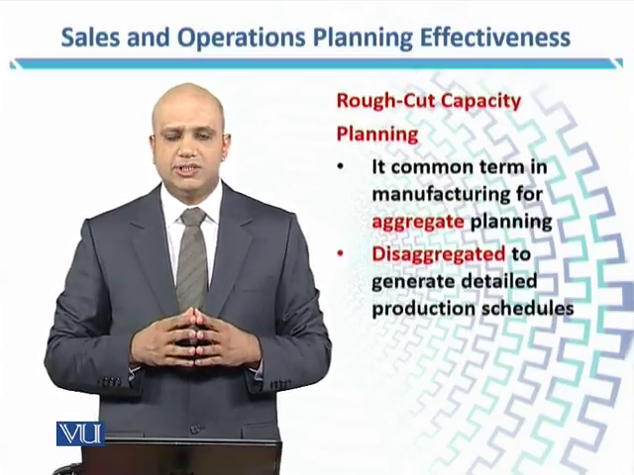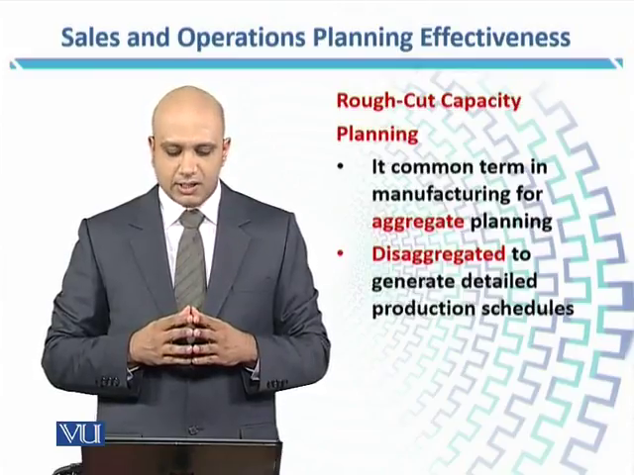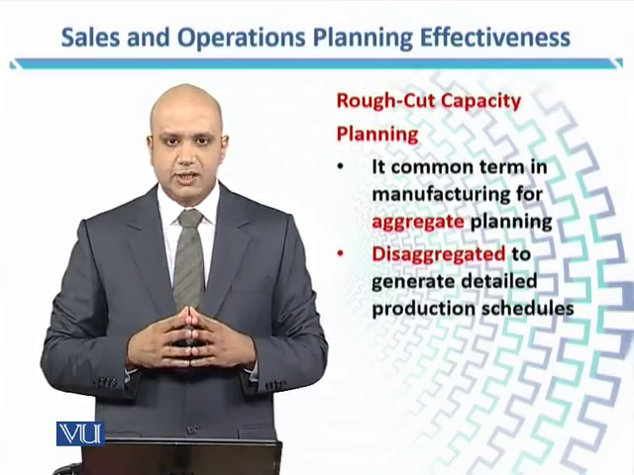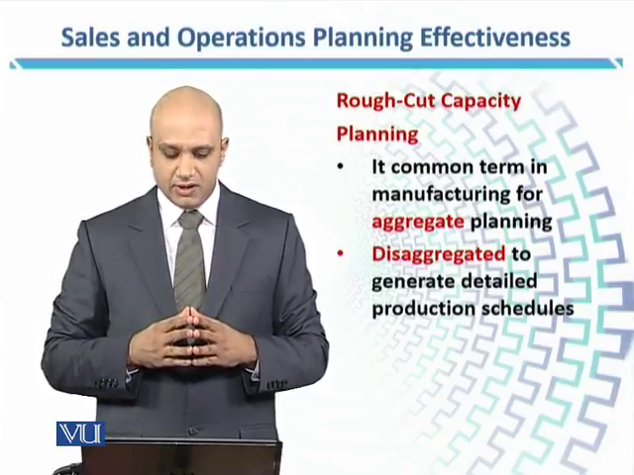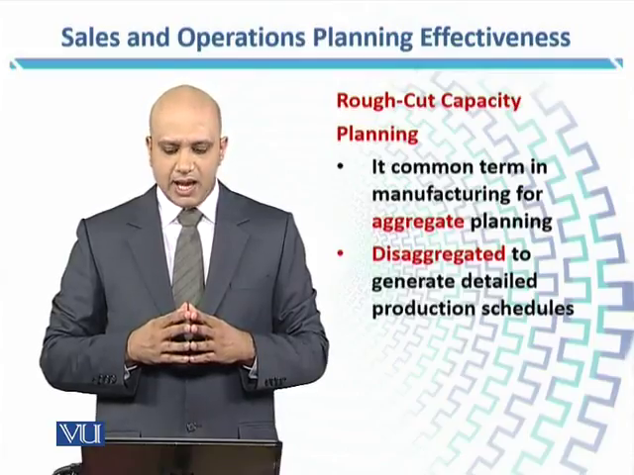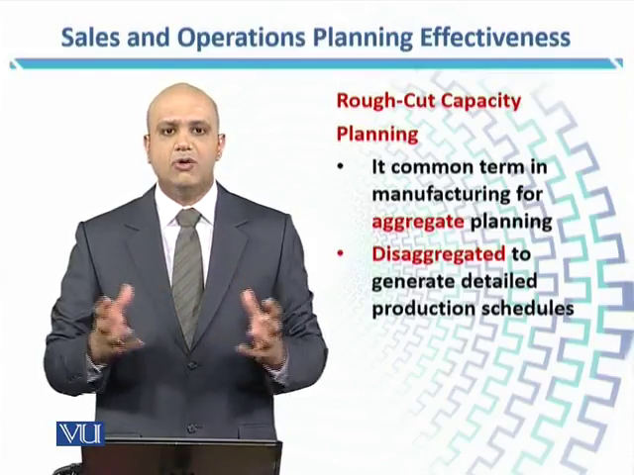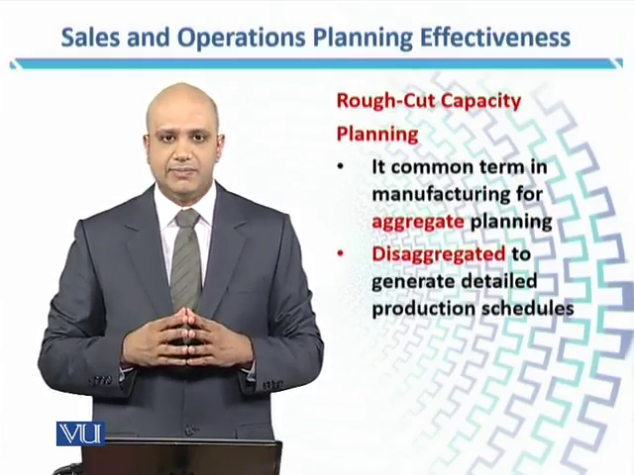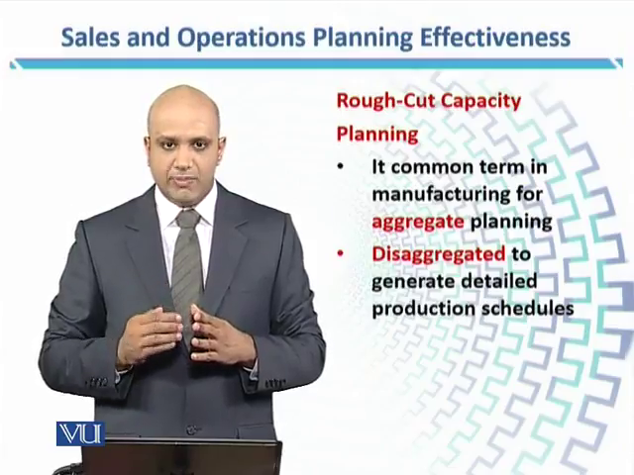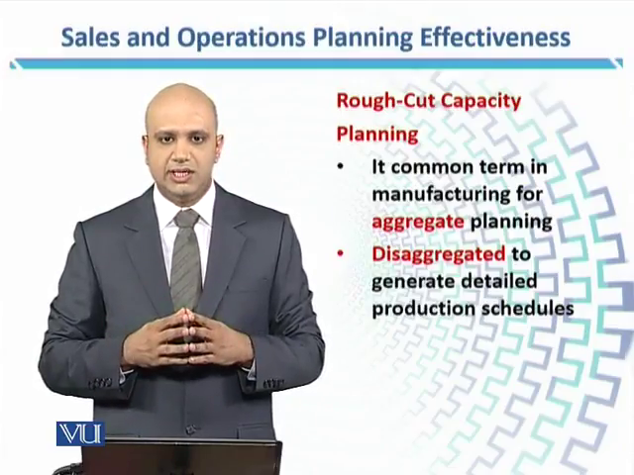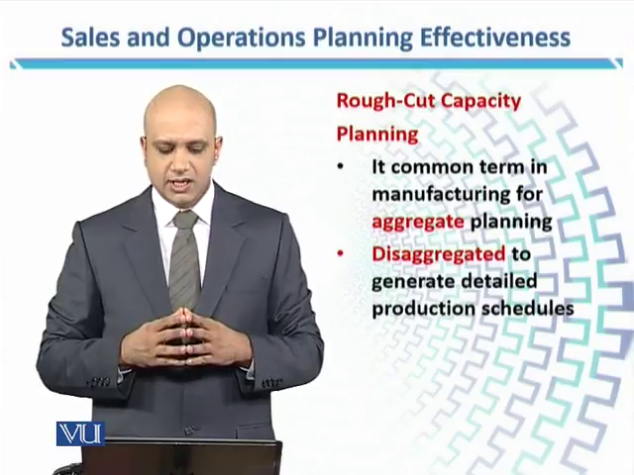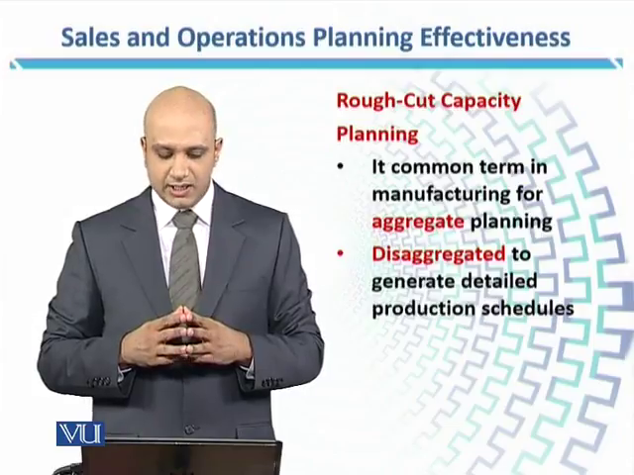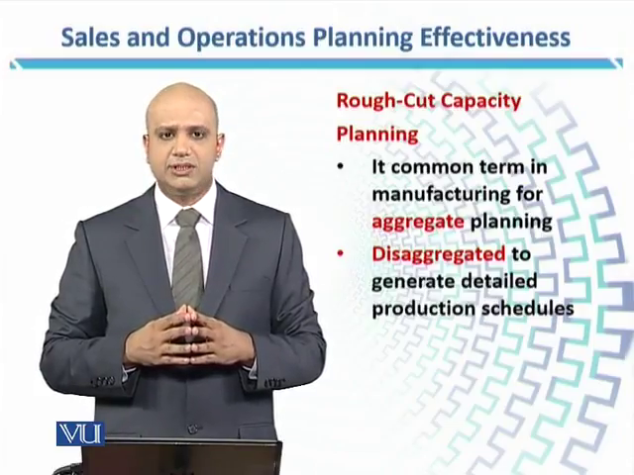Another associated concept in this one is rough cut capacity planning. It is important to understand this. It is a common term in manufacturing for aggregate planning. Aggregate planning means the whole amount of planning which you are going to use for the production of a specific item. So it is a term most commonly used in manufacturing industries for overall aggregate planning, and disaggregated to generate a detailed production schedule.